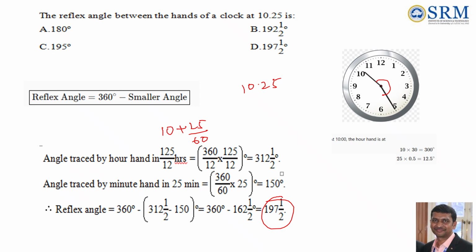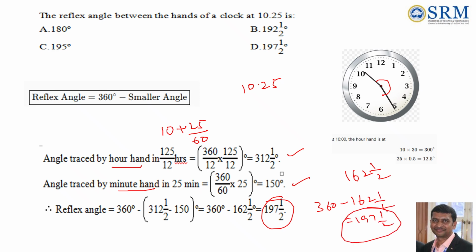The hour hand comes to 312.5, and the minute hand to 150. If you subtract, you will get 162.5. This is what we normally do. So 360 minus 162.5 gives 197.5, which is the answer for that.